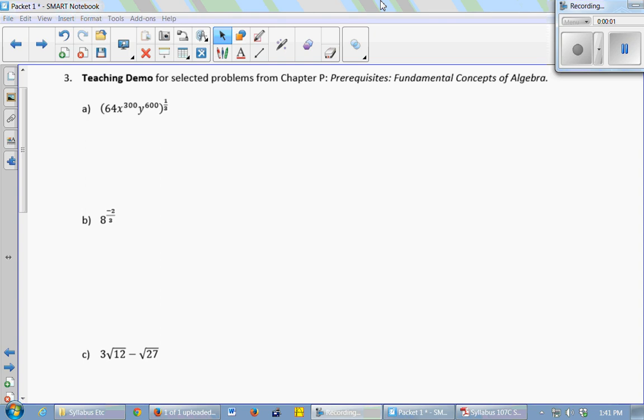Okay, so if I have 64x to the 300 times y to the 600, all raised to the 1/3. What do you want to do first? What's your instinct? Distribute. You want to put it all in a cube root. Okay, you can do that.